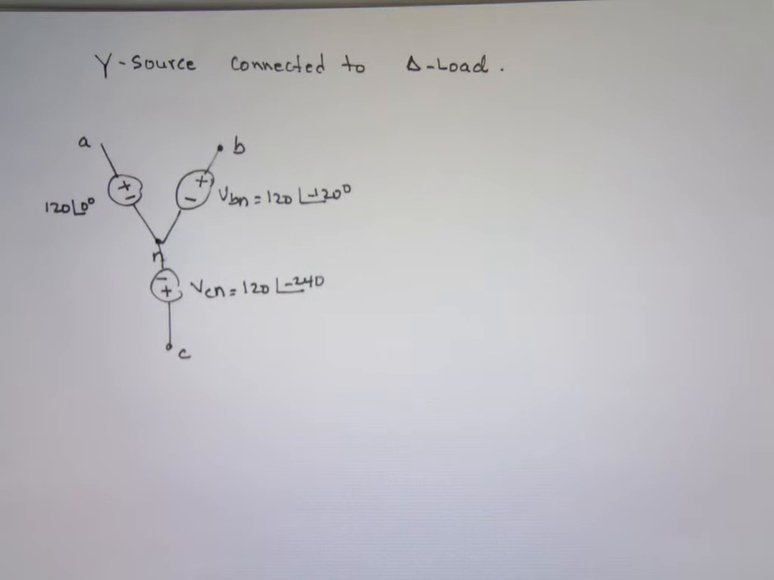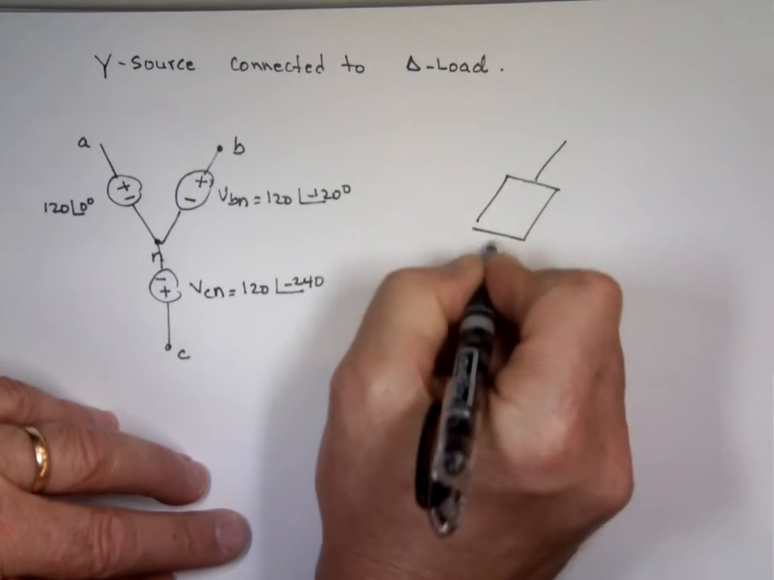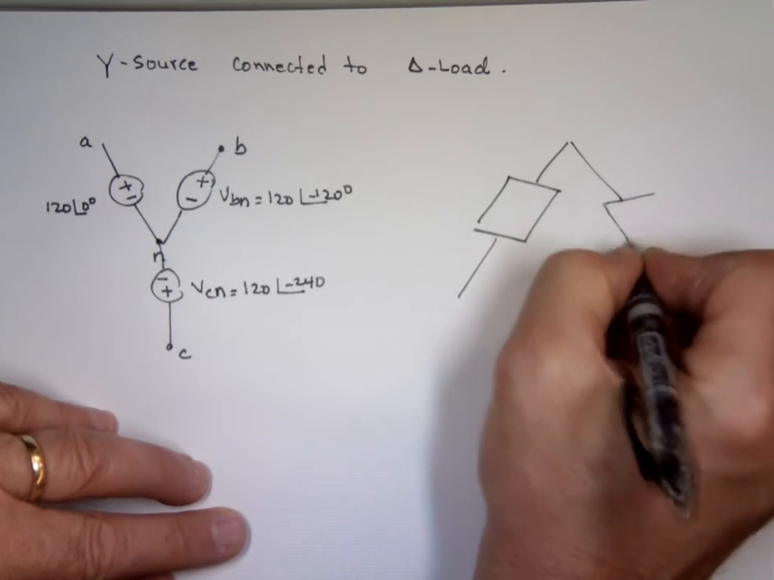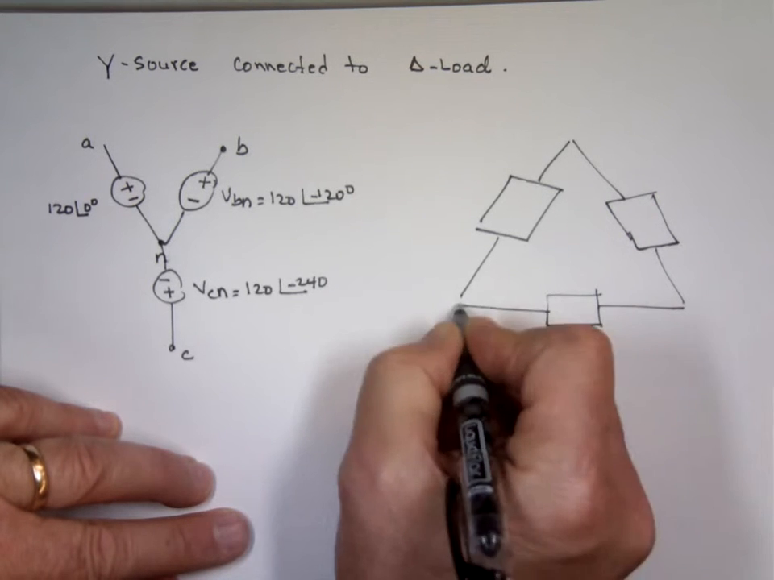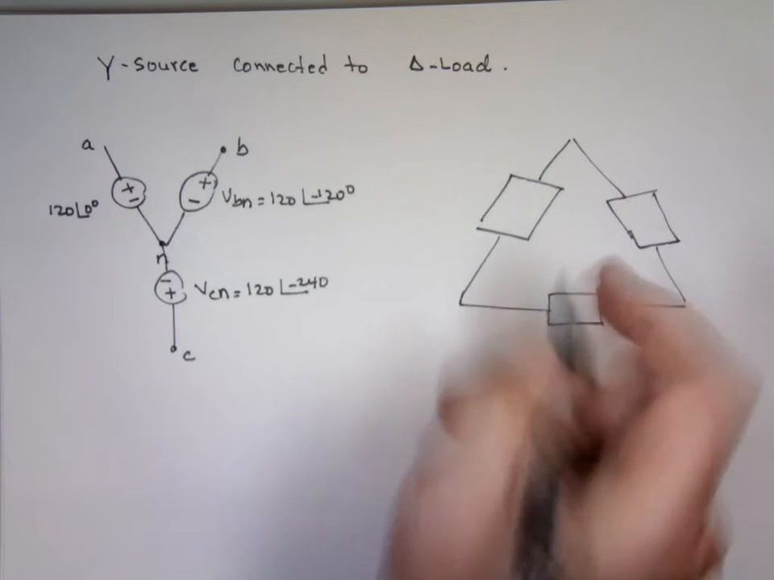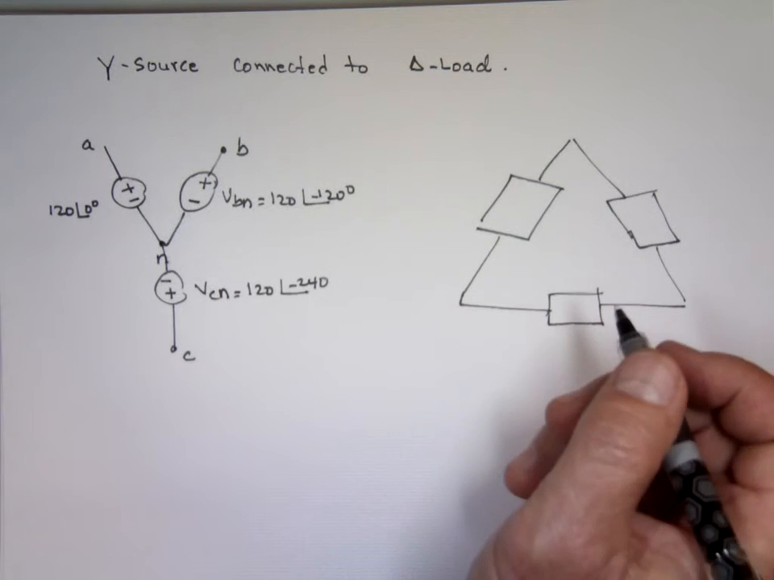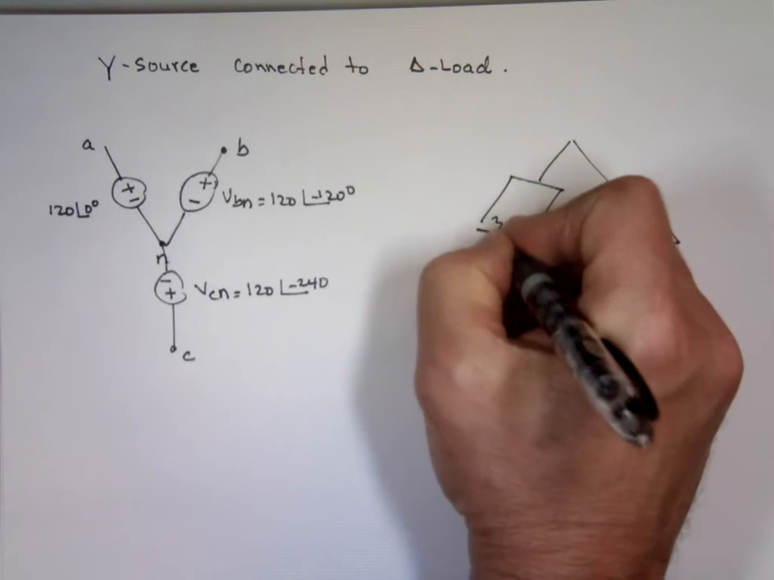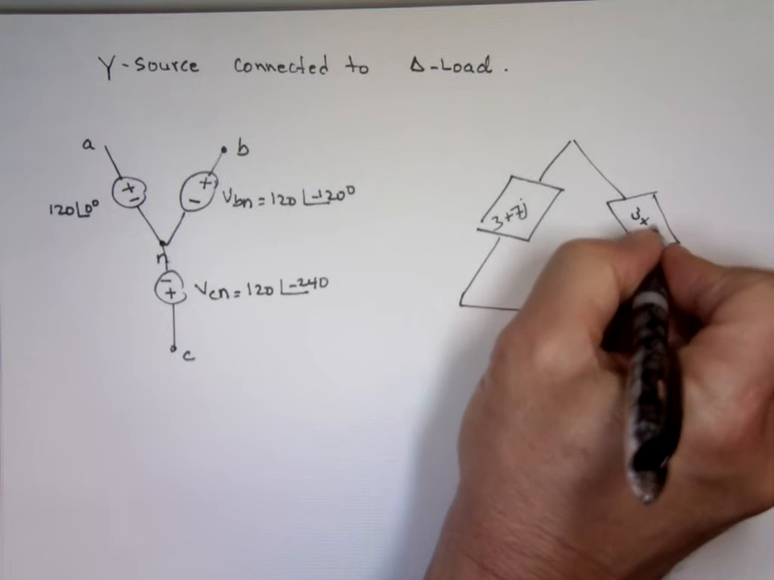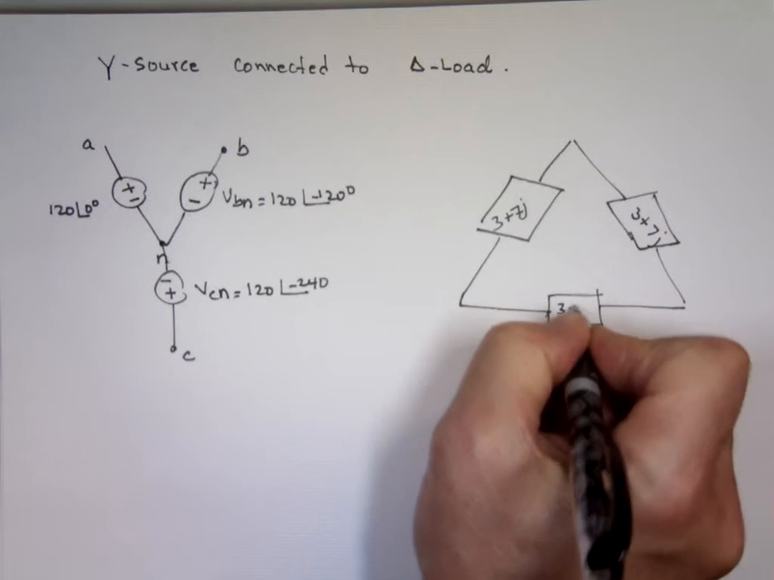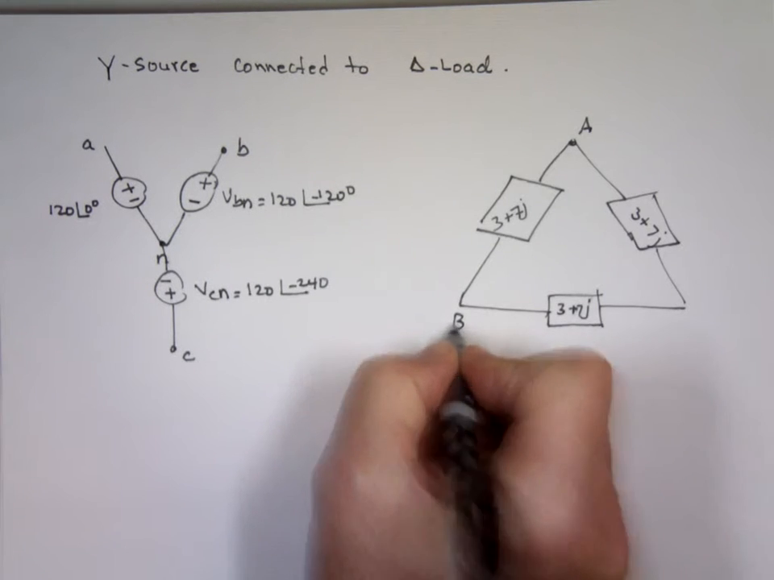Now we're going to connect this to a balanced delta load. Pick a value for the load. What do you want to have that impedance here? And it's not just a resistor. Let's get an impedance there for it: 3 plus 7j. I'm just making that up. And this is A, this is B, this is C.